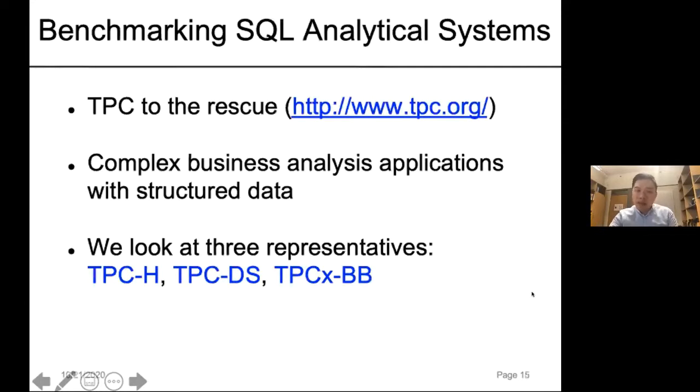The Transaction Processing Performance Council, or TPC, is the most professional organization in benchmarking SQL analytical systems. It aims at complex business analysis applications with structured data, and it has developed a number of standard benchmarks. In this tutorial, we look at 3 representatives: TPC-H, TPC-DS, and TPCx-BB.